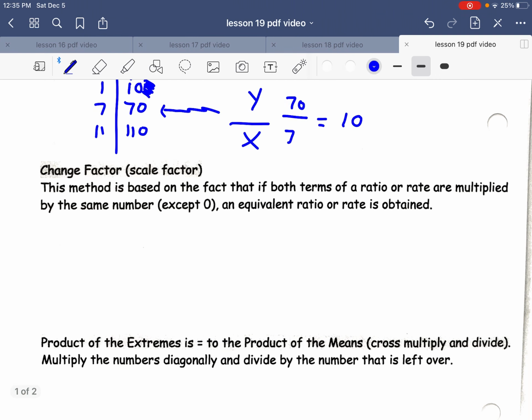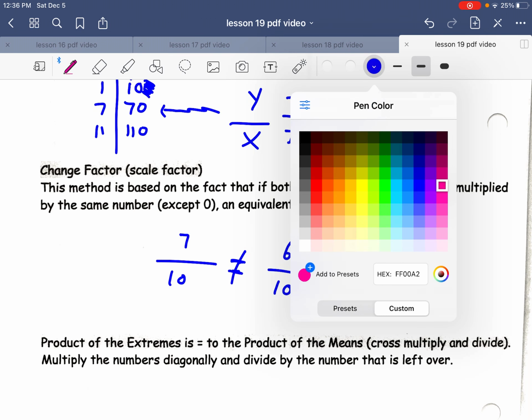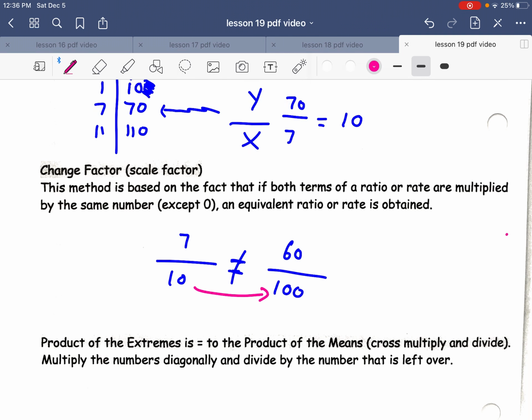Scale factor, we really haven't talked about this one much, but it's a different way, one that you've already done. So if I have a fraction that looks like this, and I want to know if it's the exact same answer, equivalent fractions, I want to know if it's equal to or not equal to. In this case, it's not equal to, because I can easily do mental math here and say times 10, but if I say times 10 up here, that should be a 70, right? So my scale factor, I call it my sideways method also. Scale factor, change factor, is based on the fact that both terms are multiplied by the same number. Also could be divided depending on which way you're traveling, okay?